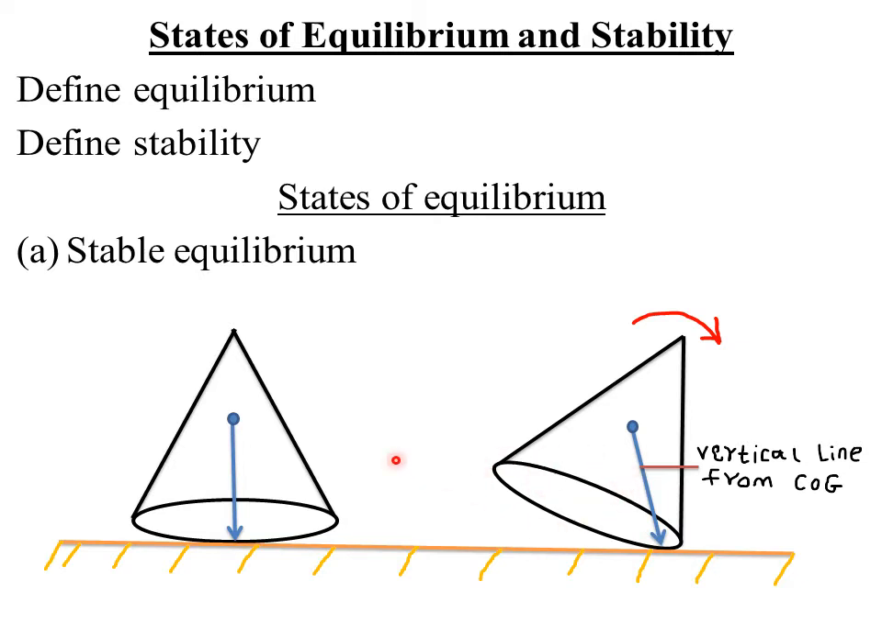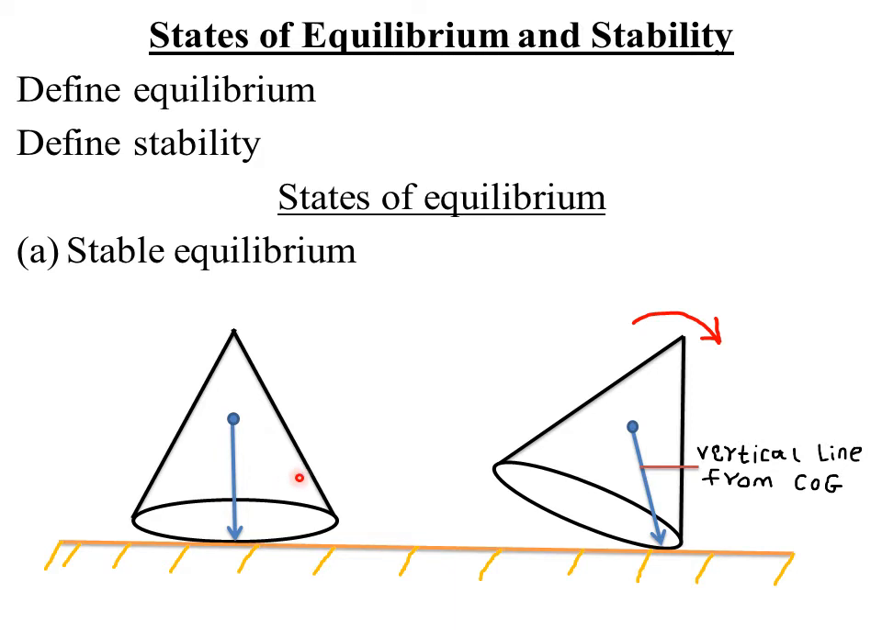Examples of objects in stable equilibrium include a Bunsen burner resting on its base. The base of a Bunsen burner is usually very broad, such that the position of center of gravity is as low as possible and the base area is as broad as possible. The second example of an object in stable equilibrium is a cone resting on its base. Like for this case here, if this is my surface, then I have my cone resting here. In this state we say that it is in stable equilibrium.